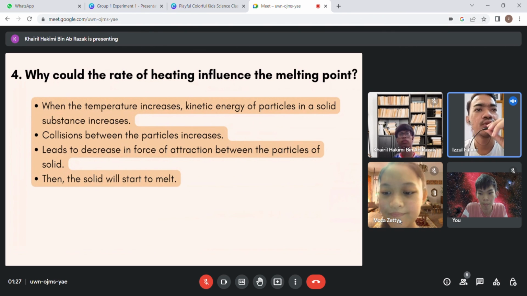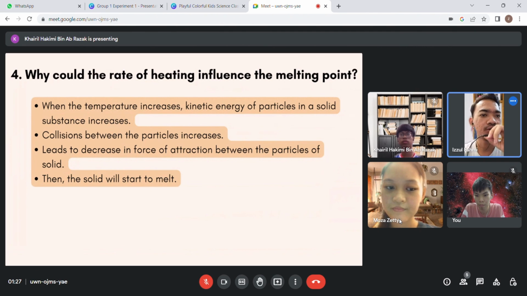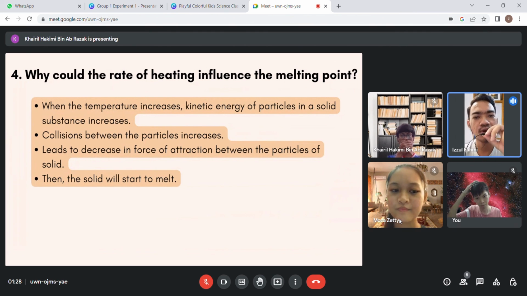For question number 4, why could the rate of heating influence the melting point? The rate of heating involves the temperature. When the temperature increases, the kinetic energy of the particles in the solid increases, so the collisions between the particles also increase. That leads to a decrease in the force of attraction between the particles of the solid, and then the solid will start to melt.